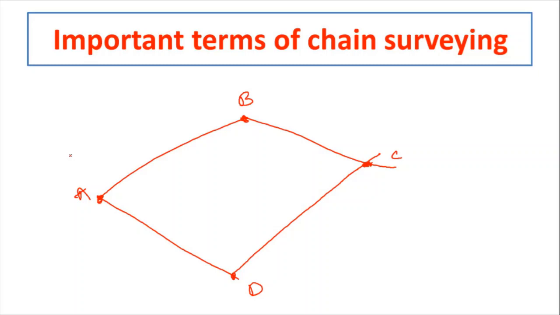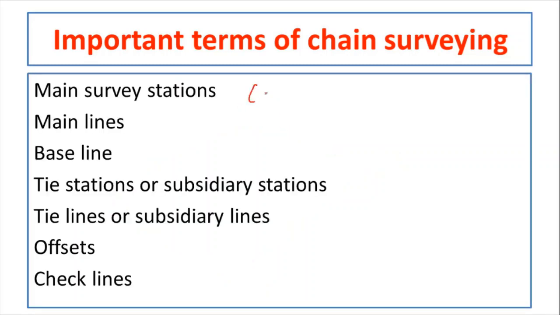And what are main survey stations? The stations located at the corners of the boundary are called main survey stations. So A, B, C, D are the main survey stations here. If you want to remember that simply, these are the stations at the corners.